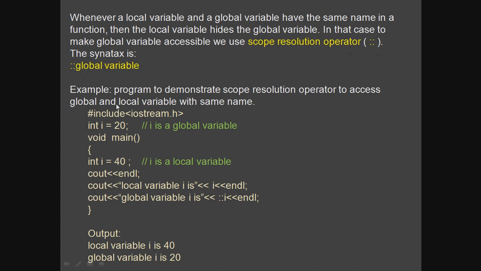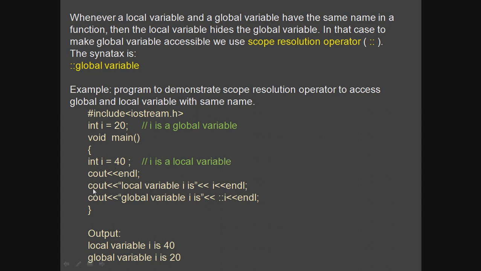Now an example program to demonstrate the scope resolution operator to access the global variable and local variable with the same name. Here I have declared int i equals 20. So this is a global variable, and i is assigned the value 20. This is a global variable because it is outside of the main function. Now inside the main function, another variable i is declared. So this is different. This is a local variable.